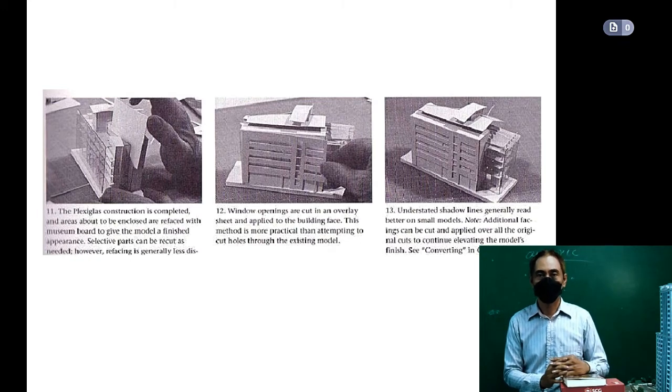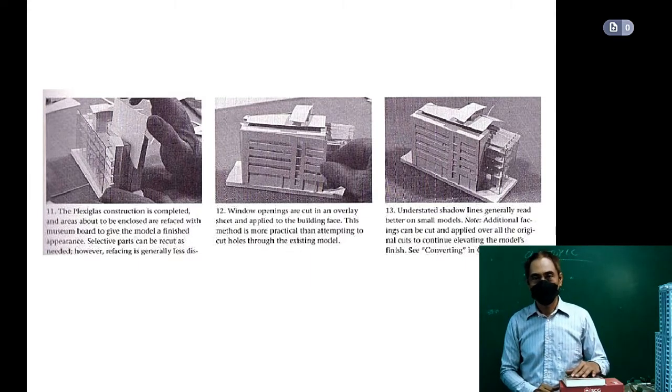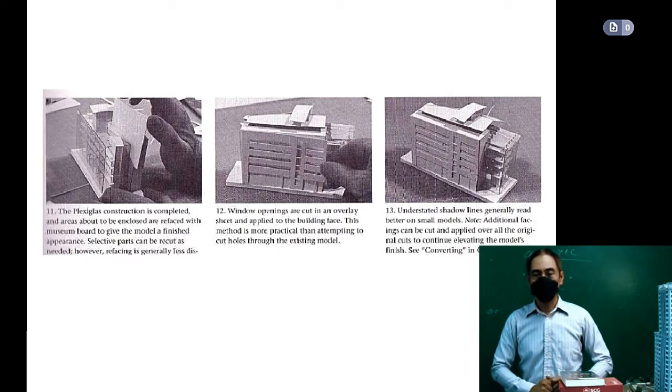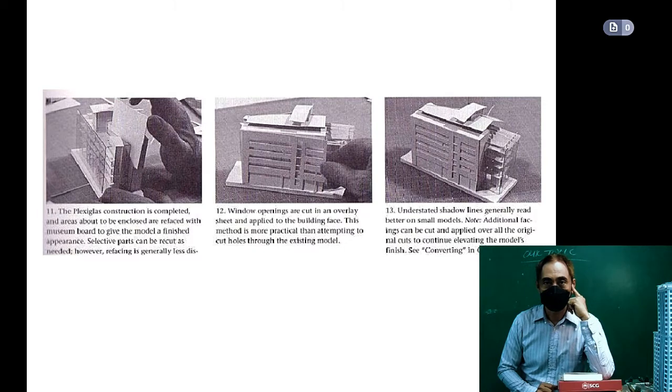Number 12, window openings are cut in an overlay and applied to the building face. This method is more practical than attempting to cut holes through existing models. Understated shadow lines generally read better on small models. Note, additional facing can be cut and applied over all the original cuts, continuing to elevate the model finish.